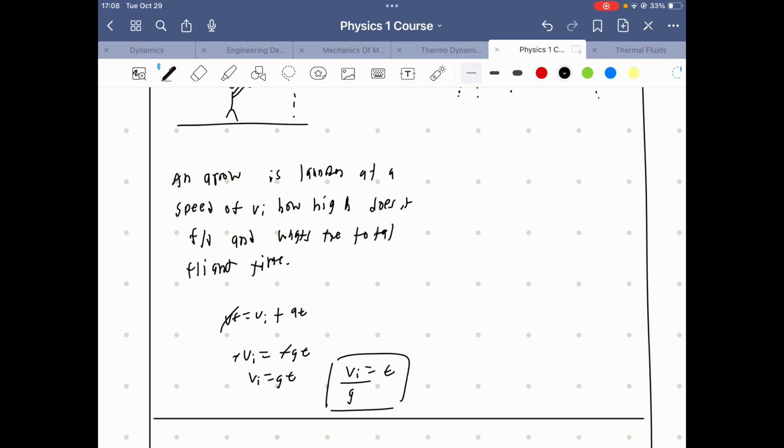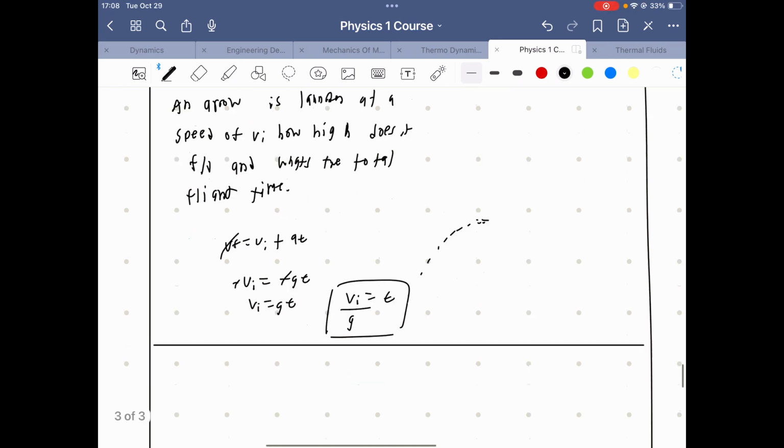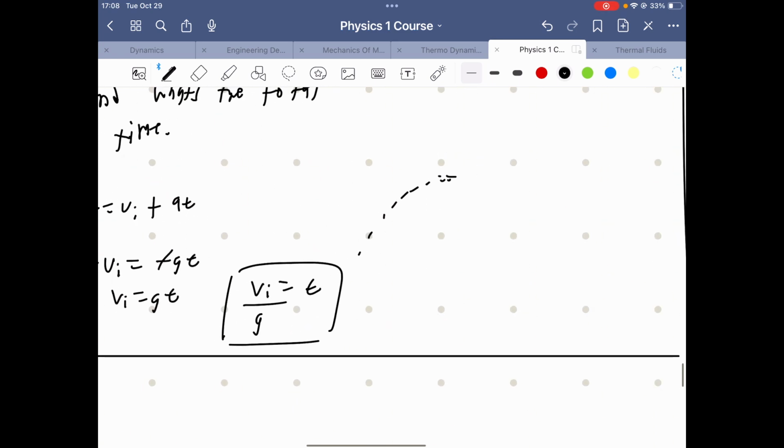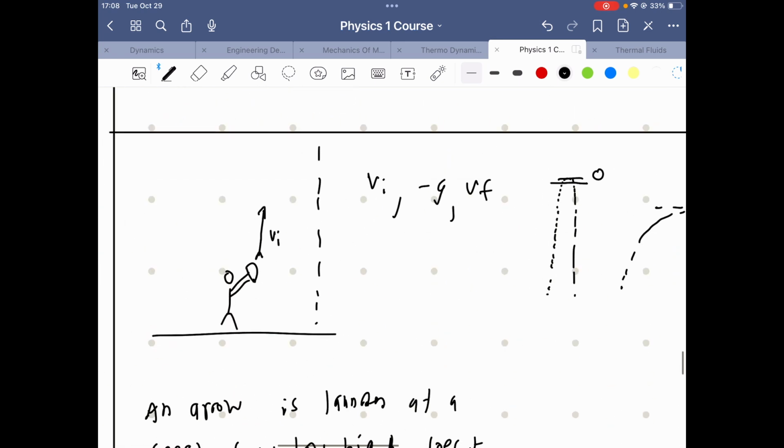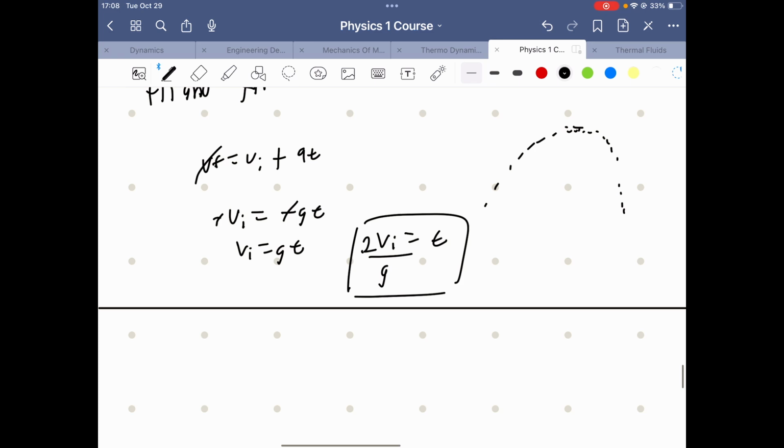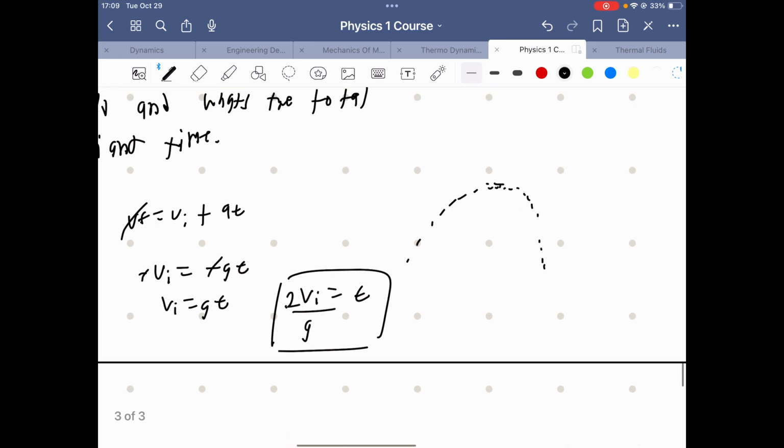And this is the time that it takes to get to the top of its arc. If we want the total flight time, since it's a symmetrical arc, we would just multiply this by 2. That only works for this very specific case where you launch something straight up and it comes right back down. You can multiply by 2 because the arc is symmetrical. So now we have a time.